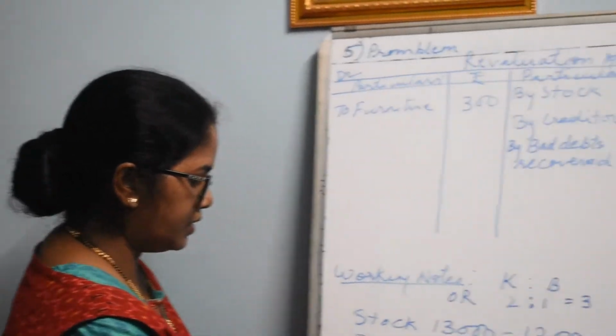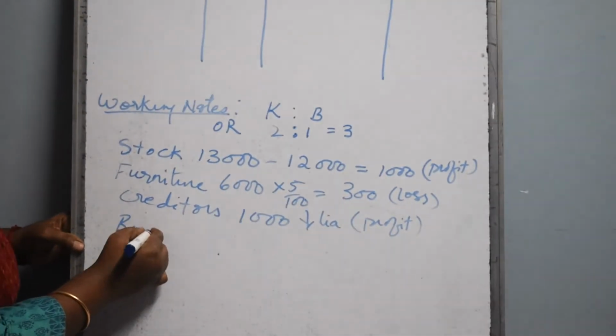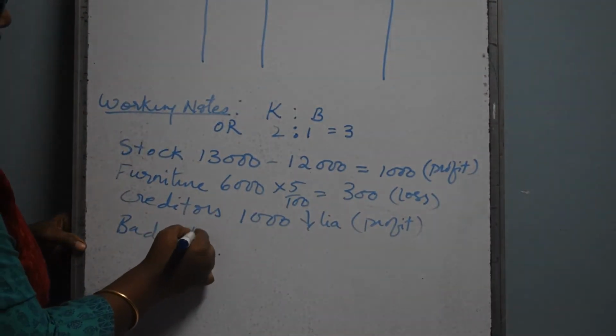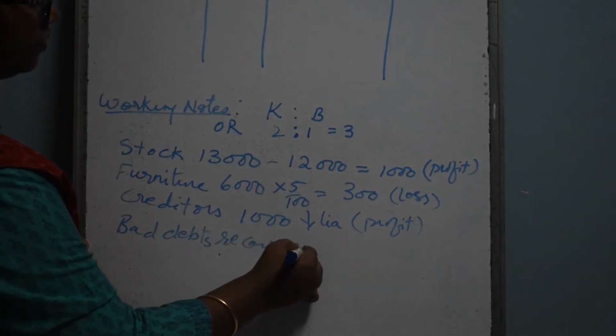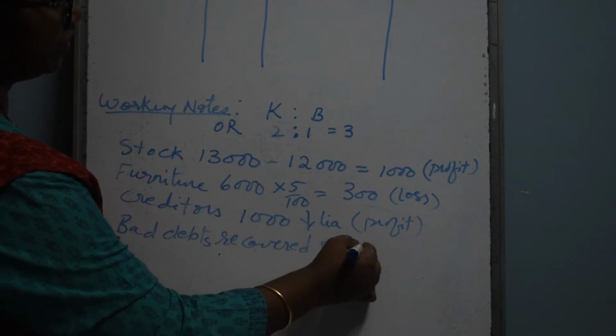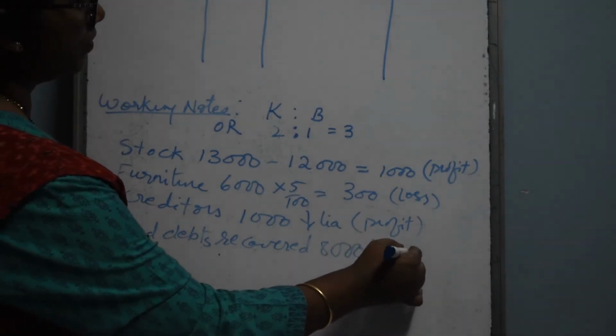So to your debtors I will show as bad debts recovered 8,000. So it is a profit.